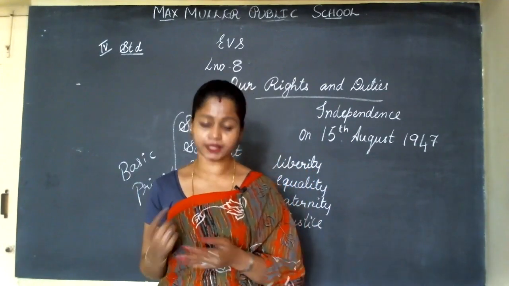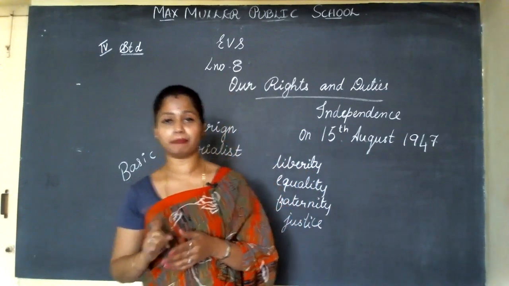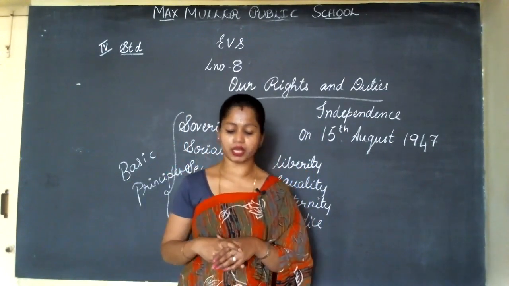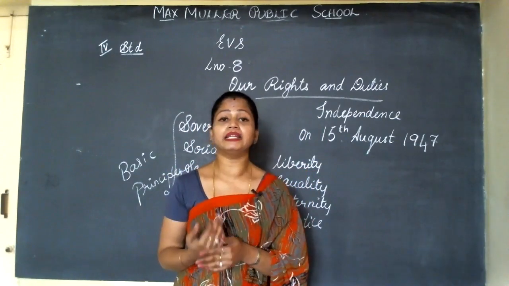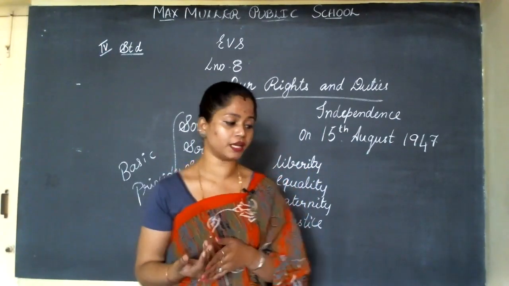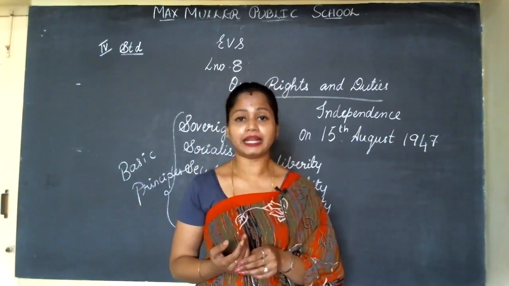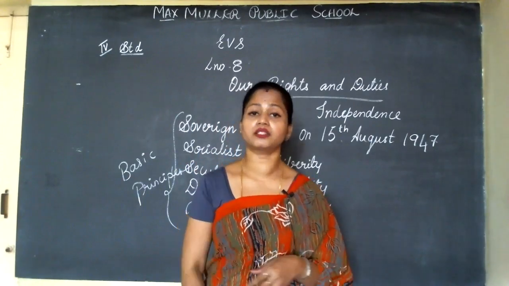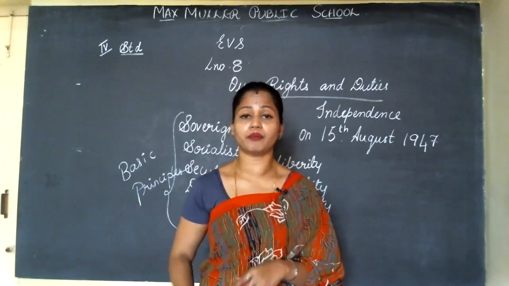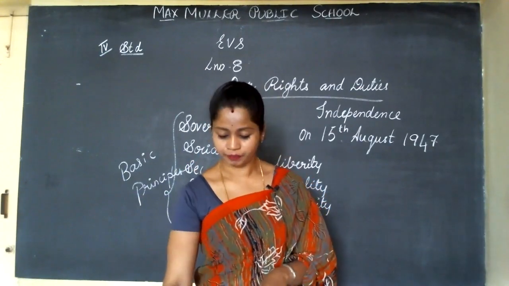A democracy is a government of the people, by the people, for the people. In democracy, people are electing the government. People are selecting the leader whom they need. People have the right to select their leader. It is called democracy. In a democracy, people can elect their leaders.